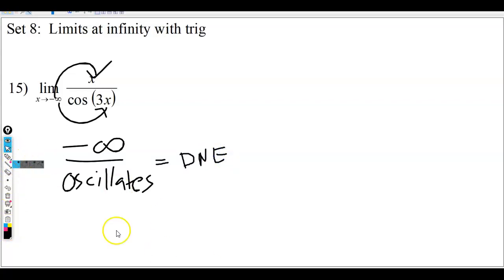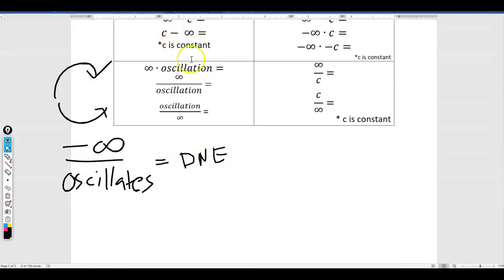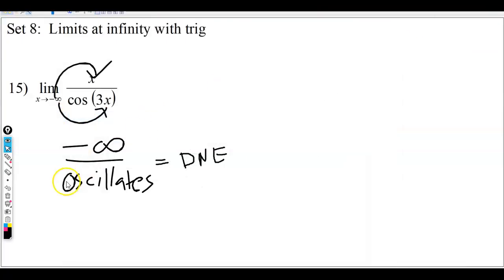And once again, how do I know that? I wrote it down in that little chart for you guys earlier. I'll bring it up again. If you missed that part, go back on the video, rewind until you get there and see what all this stuff is about. But infinity divided by an oscillation.